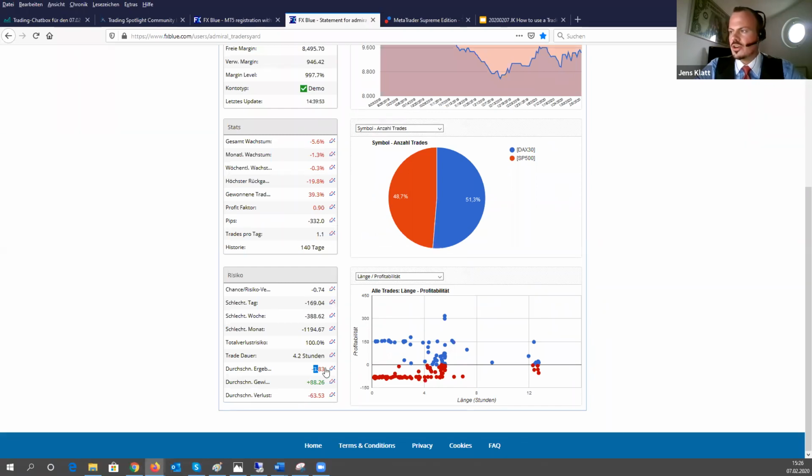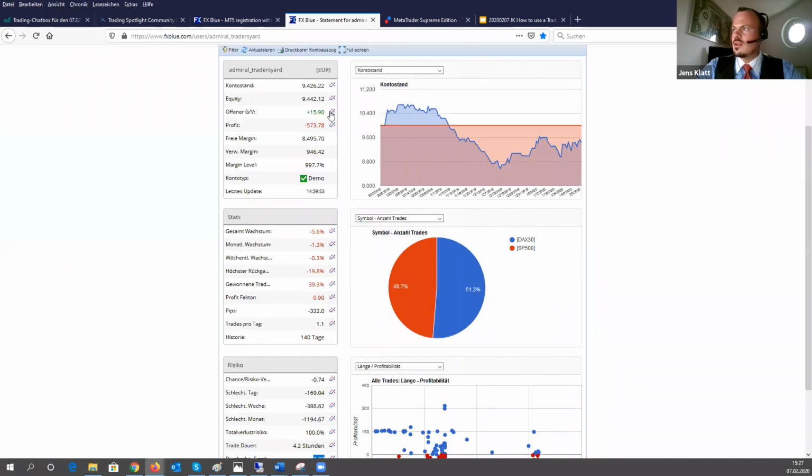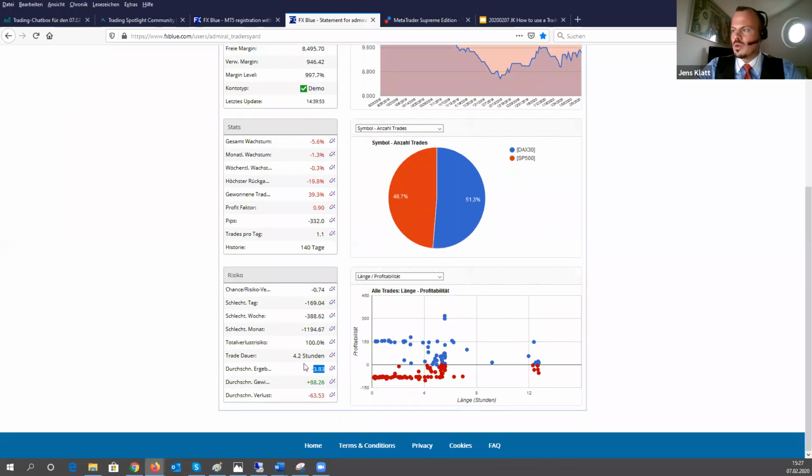What you can see here currently is no big surprise. It's minus 3.83. Why isn't that such a big surprise? Well, we're below water, so you can already see it here. This is the line, this is where we started, the initial deposit of 10,000, and now we are below water, which means we must have a negative expectancy per trade. But this is not what we want to focus on here.